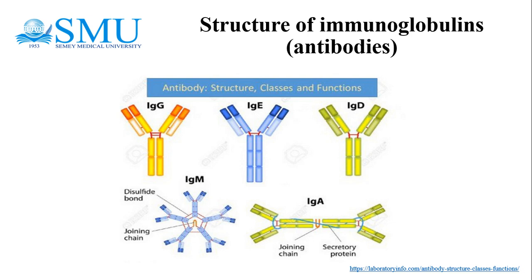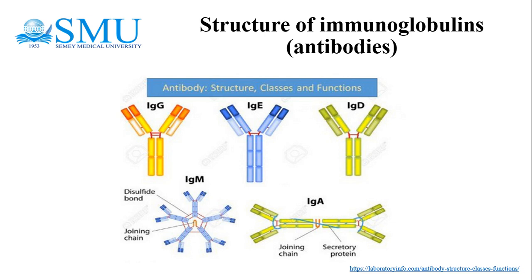And variable region. This is variable regions of immunoglobulins. The first 110 amino acid residues near the amino terminal end of both light and heavy chains constitute the variable regions designated as variable light chain and variable heavy chain respectively. It represents the antigen binding site of the antibody.